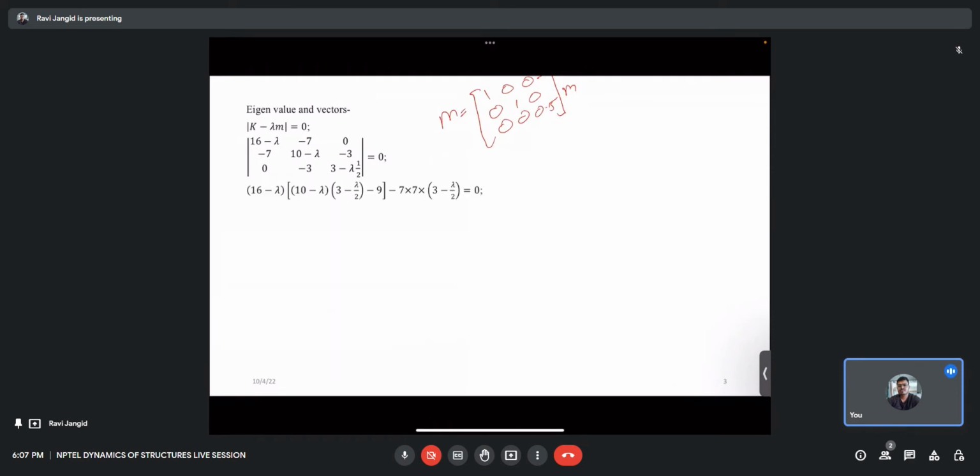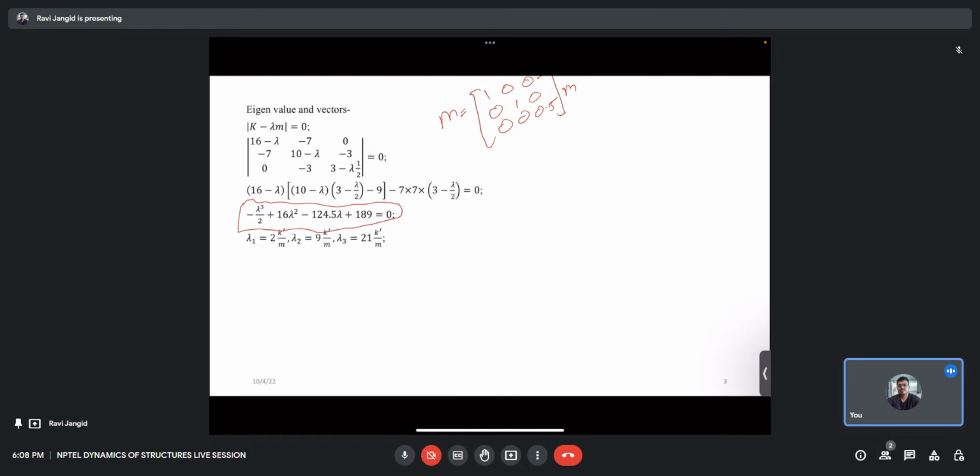The polynomial equation is this. After rearranging the terms, my polynomial equation comes out to be minus lambda cube by 2 plus 16 lambda square minus 124.5 lambda plus 189. And if we solve this equation, we will find the three roots.